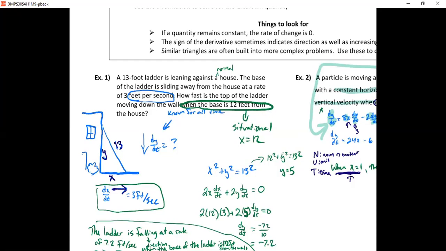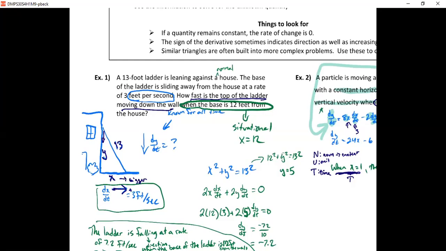So dx/dt is 3. And because we're moving away from the wall, x is getting bigger. Because x is getting bigger, this is a positive 3. If that x value is getting smaller, then we would have a negative 3. Now, as that x gets bigger, the y value gets smaller. And so dy/dt, which is what we're supposed to find, is how fast the top of the ladder is moving down the wall. So dy/dt should end up giving us a negative value.